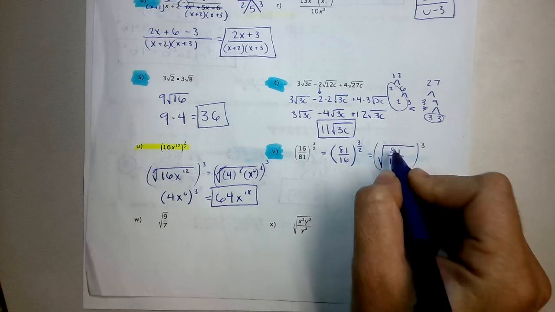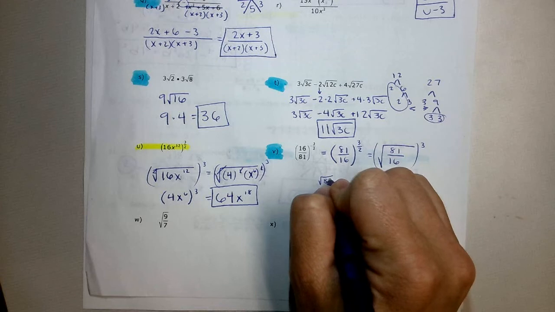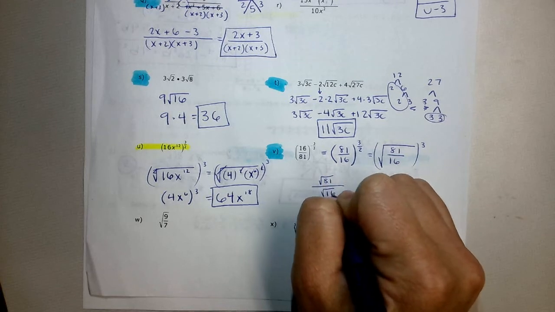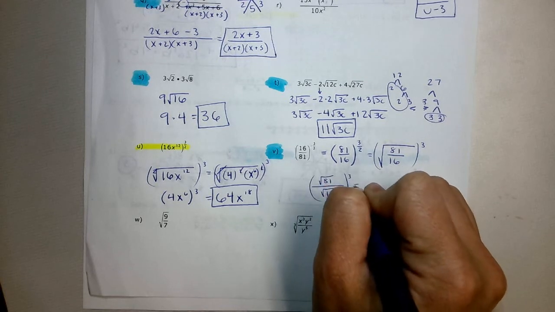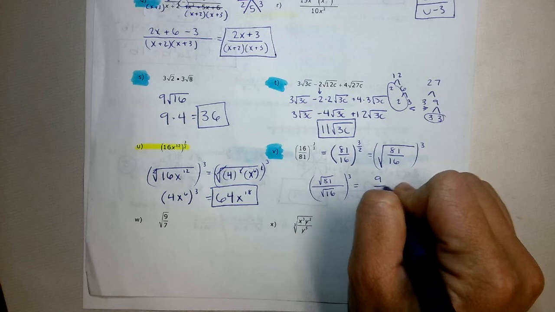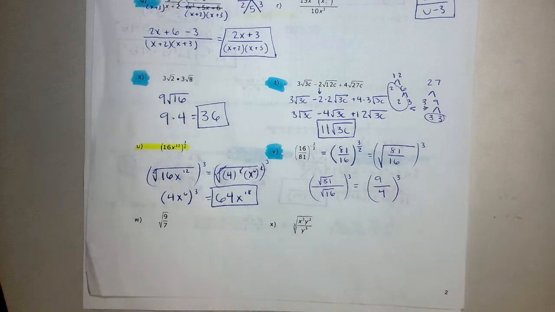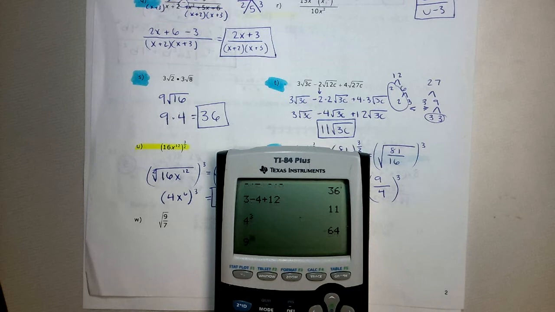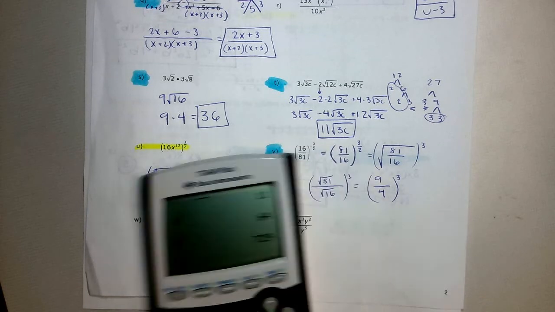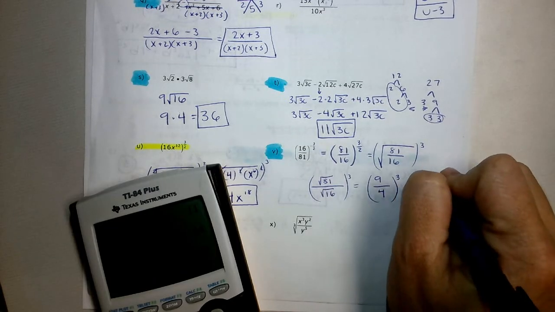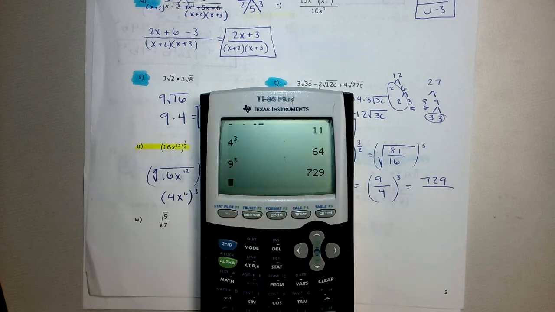And I want you to realize you can technically separate this. Well, the square root of 81 is 9. The square root of 16 is 4. And all of that to the 3rd power, well, 9 to the 3rd power is 729. And 4 to the 3rd power we just did is 64.